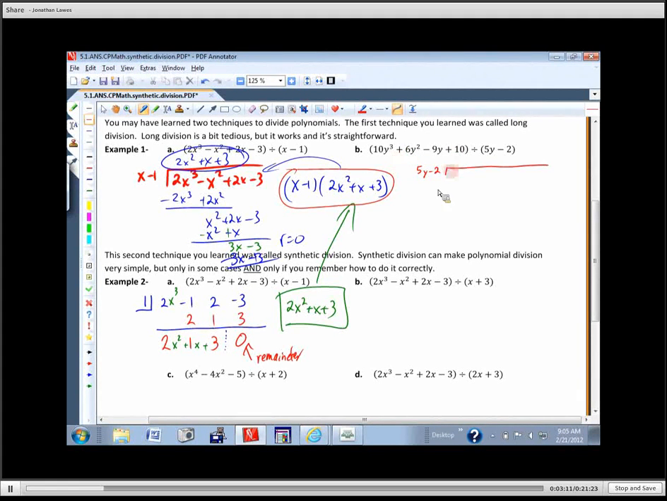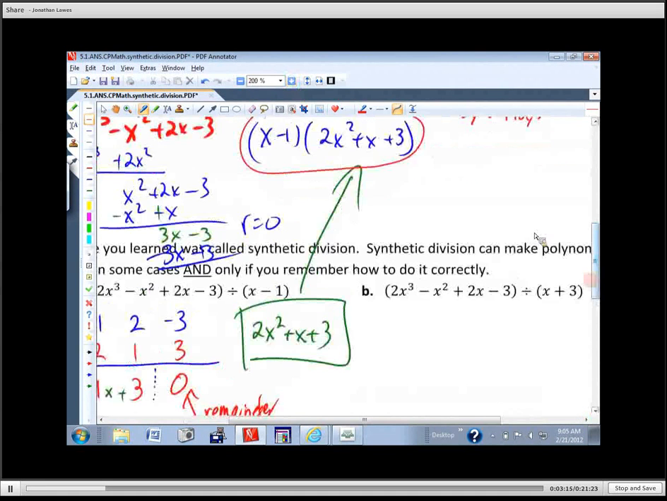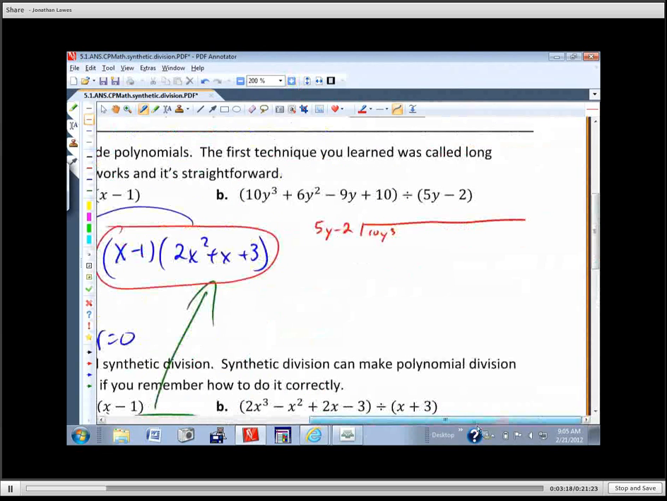So this is going to be 10y cubed. Make that a little bit bigger. Then plus 6y squared minus 9y, and then plus 10. Make sure you write it down correctly also. You don't want to make any silly mistakes like that.